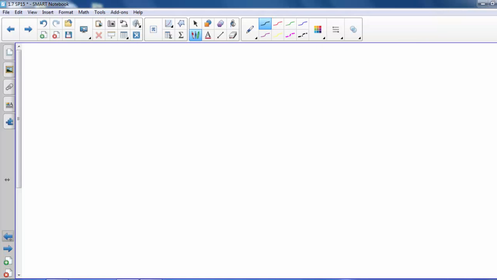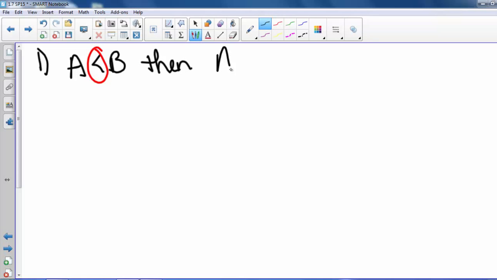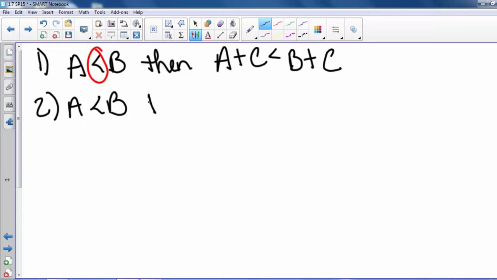Our first rule was if we're adding, that if A is less than B, and this is true whether this symbol is less than or equal to, greater than or equal to, then if we add a quantity to each side, we get an equivalent statement. We also learned that if A is less than B, then we can subtract the same quantity from both sides, and we get an equivalent statement.